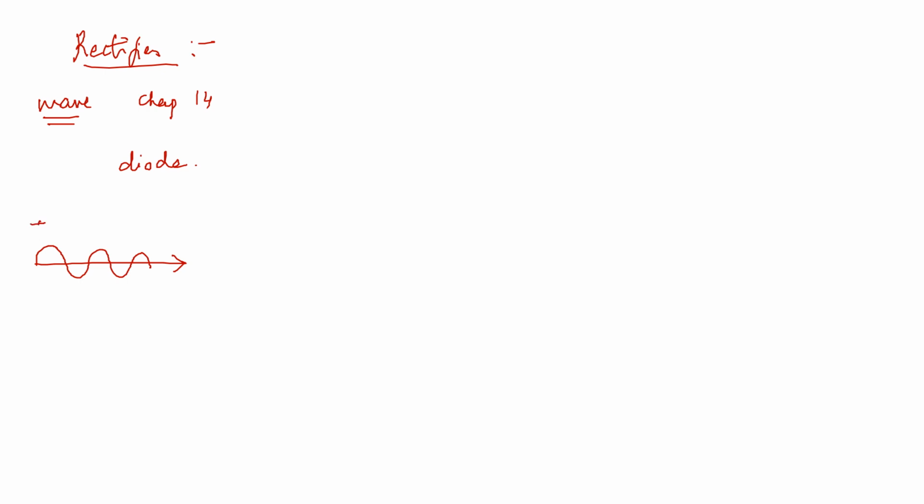We'll just see the concept of rectifiers. Rectifiers rectify a wave, and it's a concept which we will be reading in our chapter 14. It is a device having diodes. When we have a wave like this, this is the positive half of the wave and this is the negative half of the wave. When this wave is allowed to pass through a rectifier, the rectifier allows only the positive half of the wave to pass through it. That is a half wave rectifier.